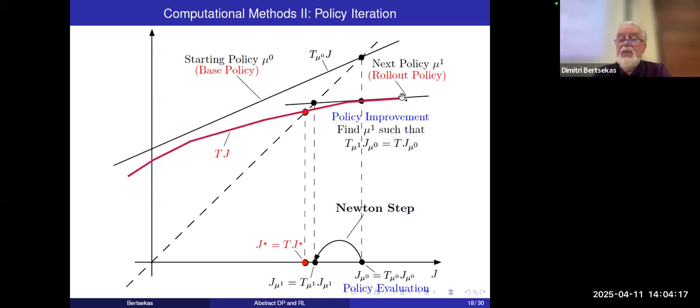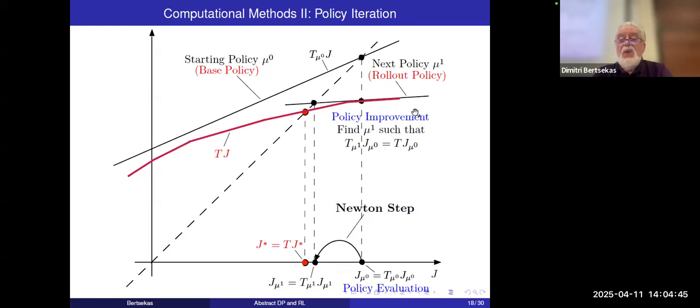base policy, a rollout policy. Now, when you evaluate this rollout policy, you have to intersect this line with the 45-degree line, and you get this point. So the cost function of the rollout policy is this one. Base policy here and rollout policy here. And you can see that this step here is a Newton step, a Newton step for solving this Bellman equation.